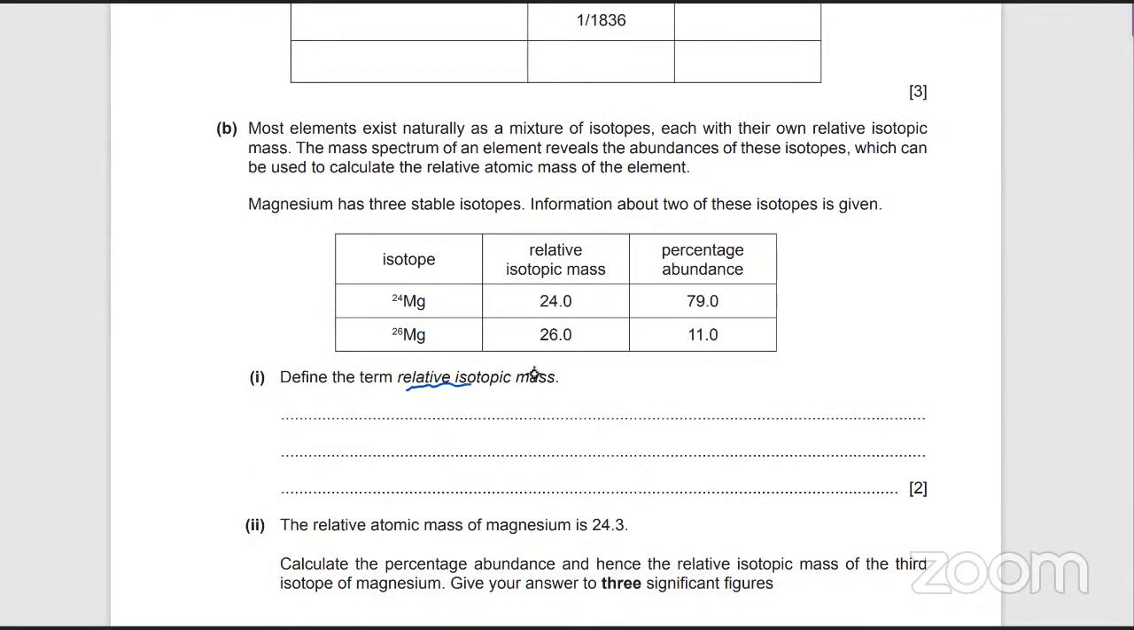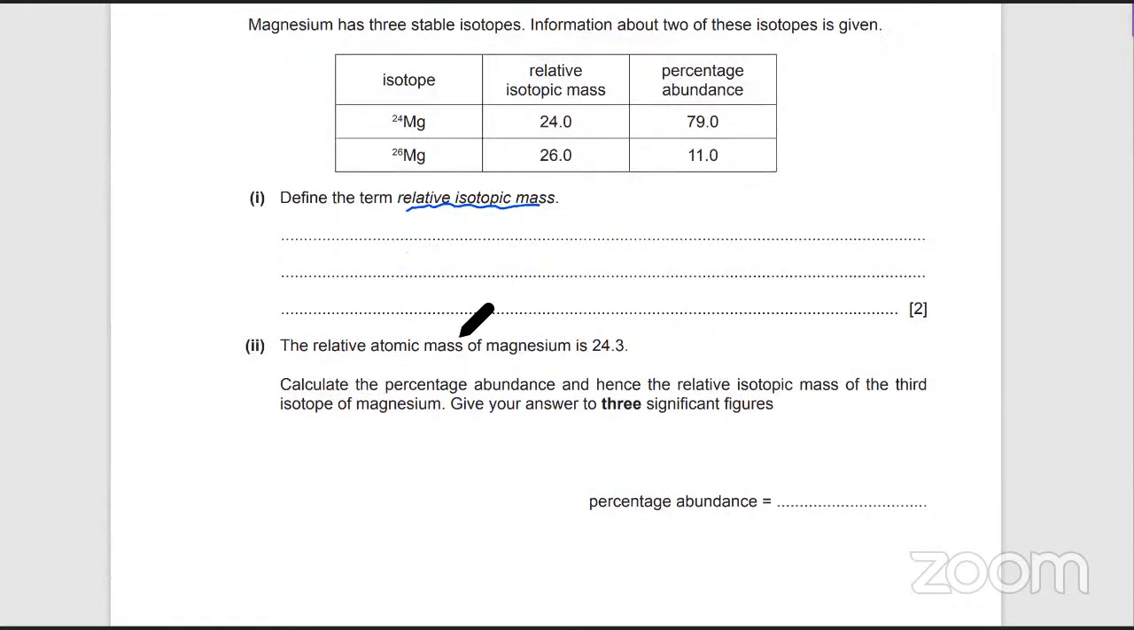I just sent you a sheet in which you had a lot of definitions. The relative atomic mass definition that's written over there is the average mass of an atom compared to 1/12th the mass of a carbon-12 isotope. The relative atomic mass of magnesium is 24.3. Calculate the percentage abundance and hence the relative isotopic mass of the third isotope of magnesium.